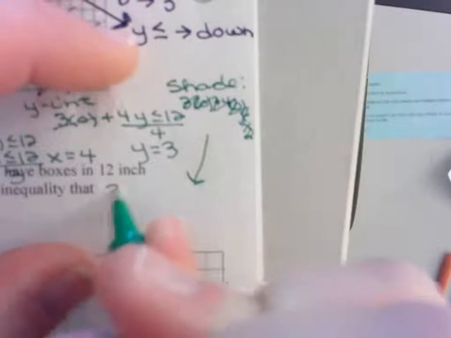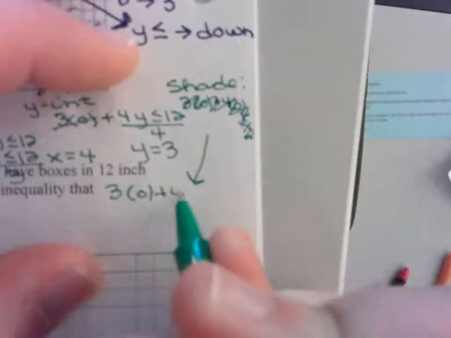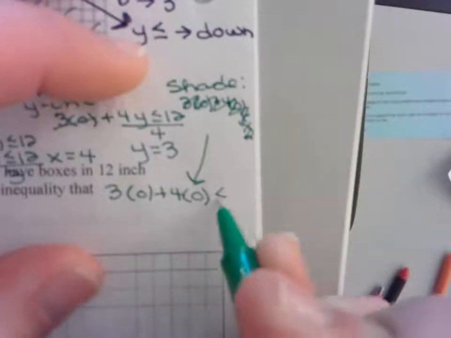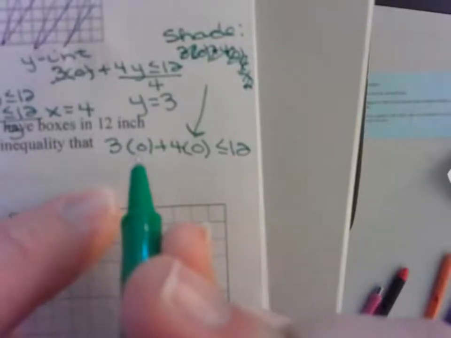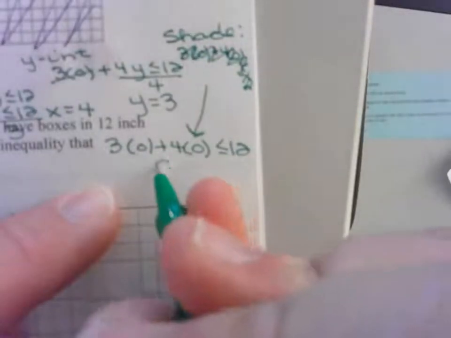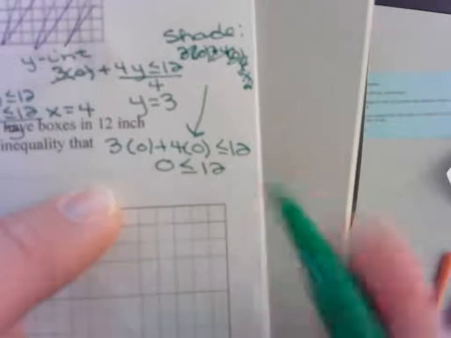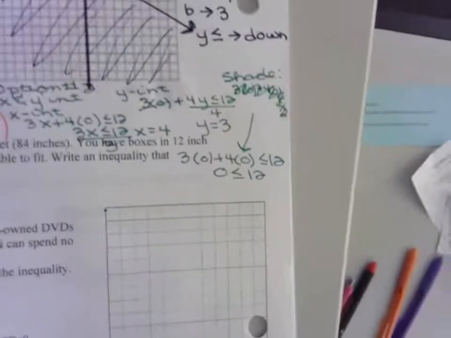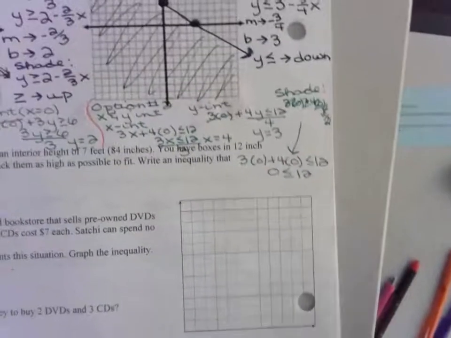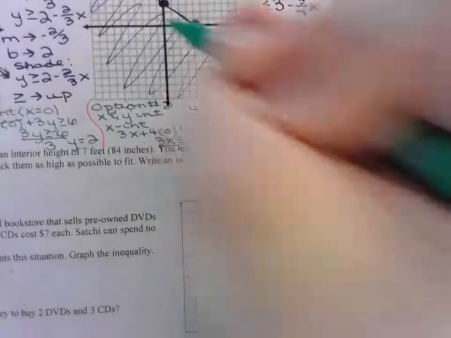Down here. 3 times 0 plus 4 times 0, is that less than or equal to 12? I'm checking the point (0, 0), and I'm saying, is that a solution? Okay, let's see. What's 3 times 0? 0. Plus what? 0. Is 0 less than or equal to 12? Yes, so is (0, 0) a solution? Yes, since it comes out as a true statement, (0, 0) is a solution, so I shade to include the point (0, 0), which means I shade down here.